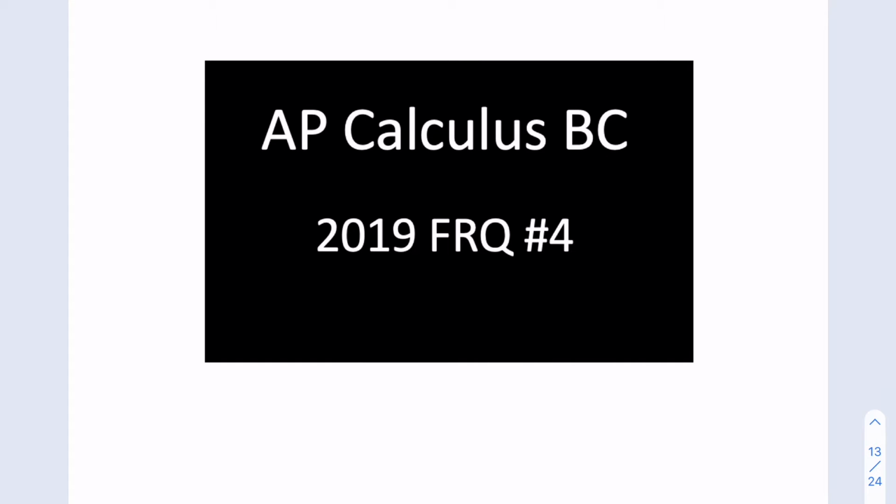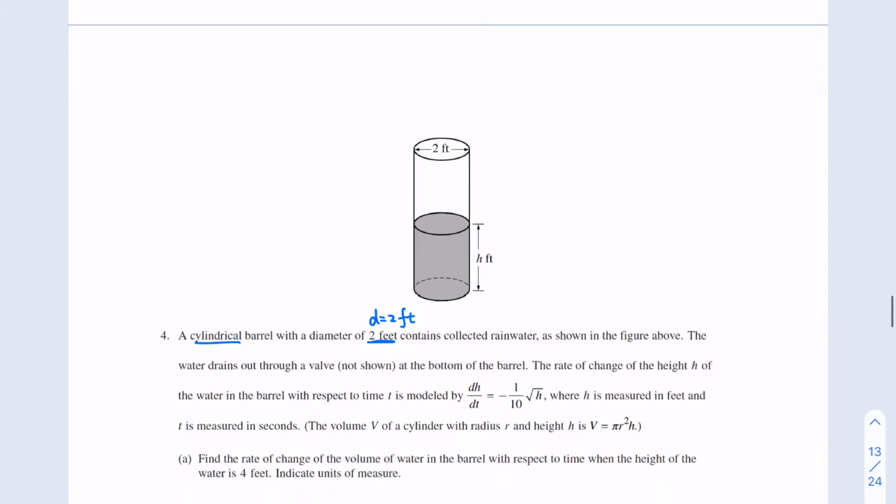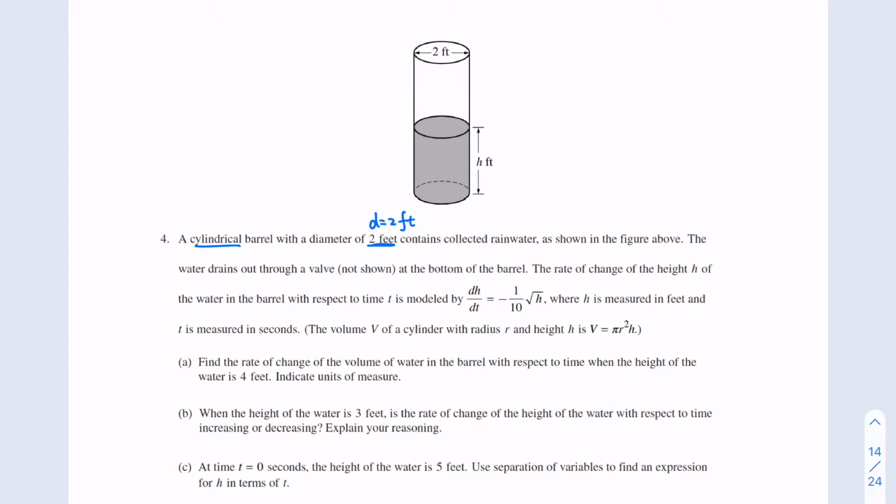Today we are going to go over 2019 free response question number 4. This is a related rate problem. A cylindrical barrel with diameter 2 feet contains collected rainwater. In the figure, the water drains out through a valve at the bottom of the barrel.